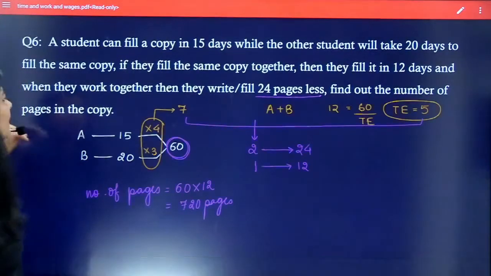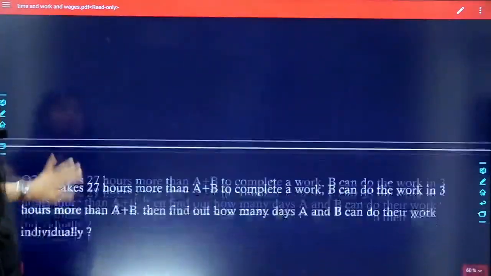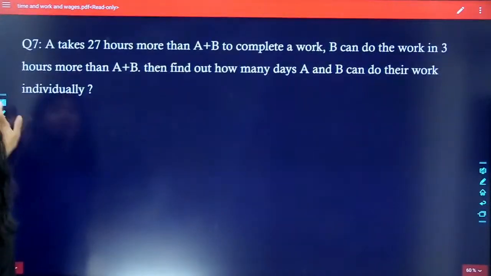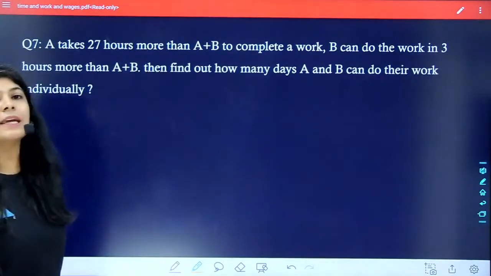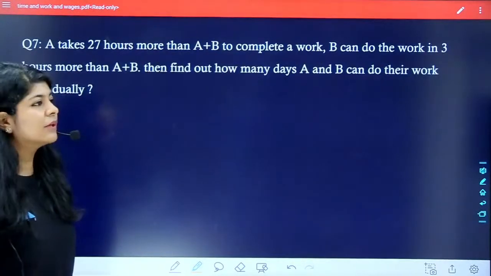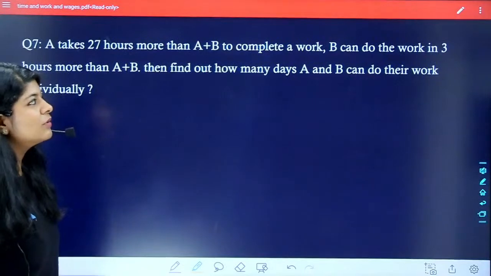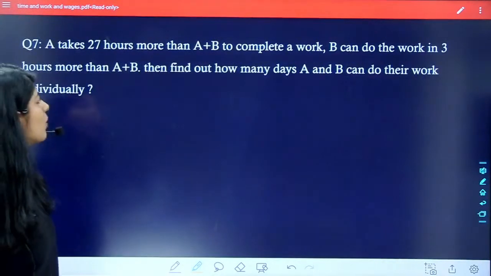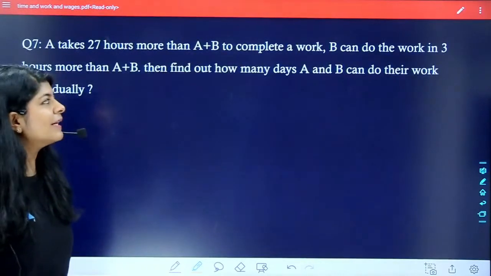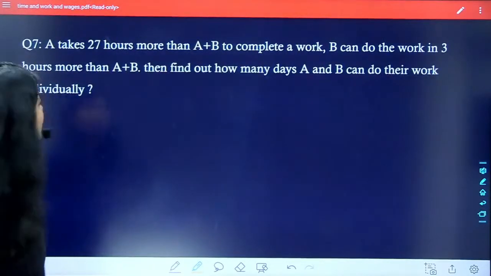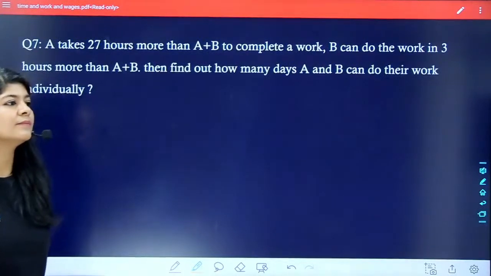Okay. Now let's move to the next question, question number 7. It is given that A takes 27 hours more than A plus B to complete a work. B can do the work in 3 hours more than A plus B. Then find out how many hours A and B take to do the work together.